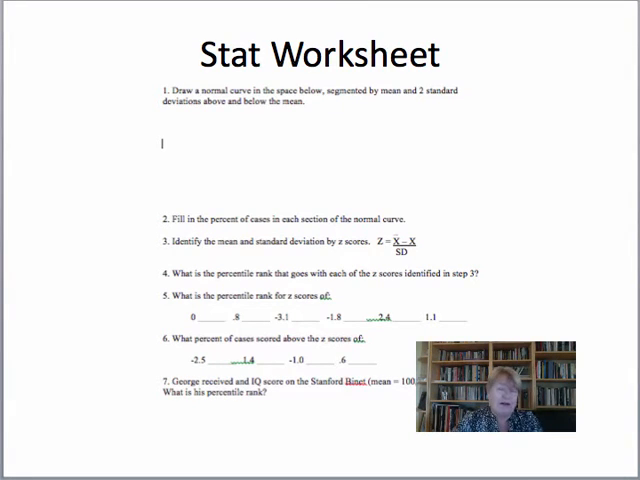I love these kinds of questions. This is a kind of question you're likely to see on the midterm. And I love it for a couple of reasons, the least of which is that it makes you think. So pause for a minute, take a moment, and see if you can compute George's percentile rank on the Stanford-Binet.